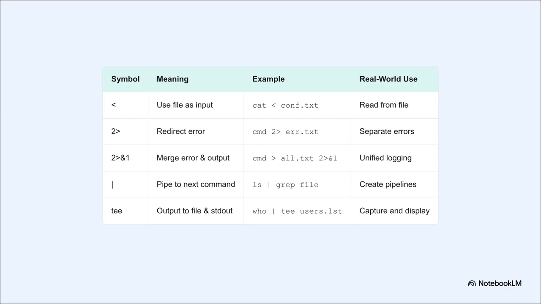So besides those, there are a few other symbols you've got to know. The pipe symbol, man, this is the heart and soul of automation. It lets you chain commands, feeding the output of one command directly into the next one. It's so powerful. Using 2 greater than lets you send just the error messages to a separate file, which is amazing for clean logs and debugging. And that 2 greater than and 1 combo, that's the magic trick to get both the regular output and the errors all into one single stream, perfect for when you need to capture everything.